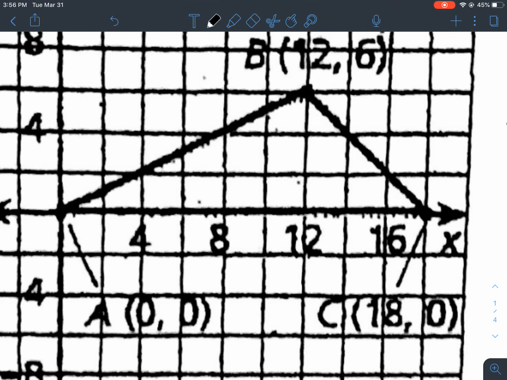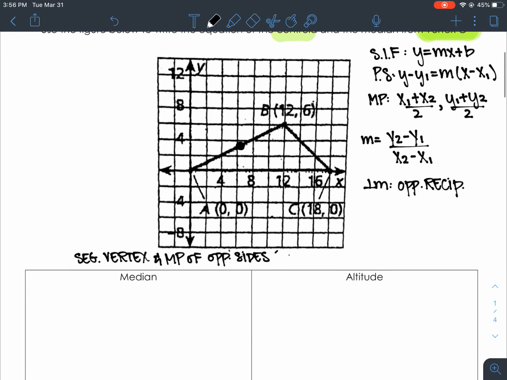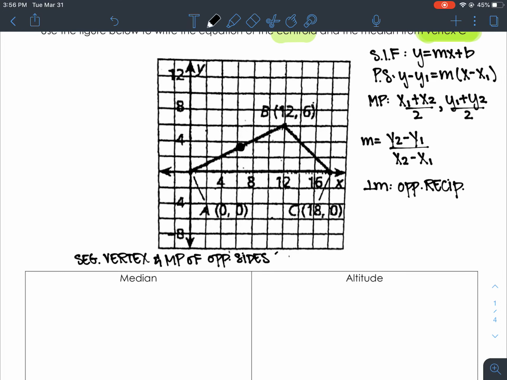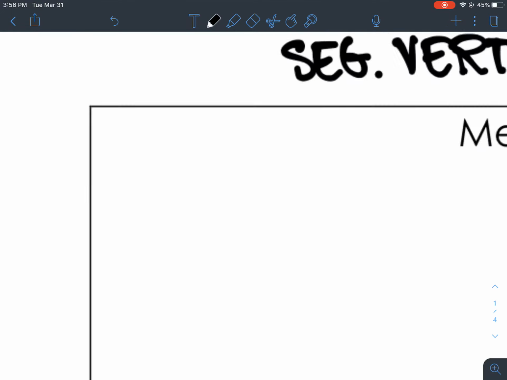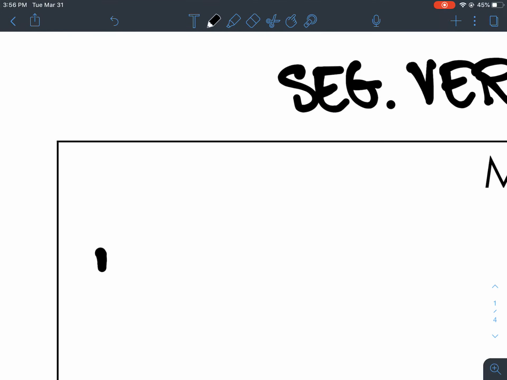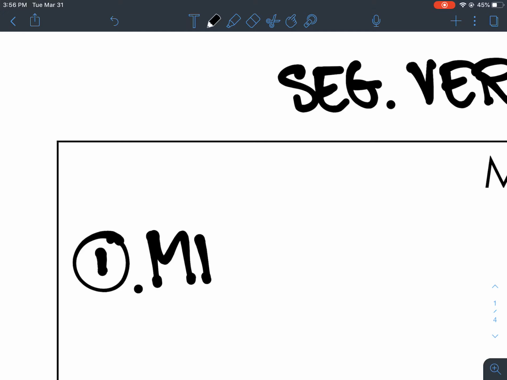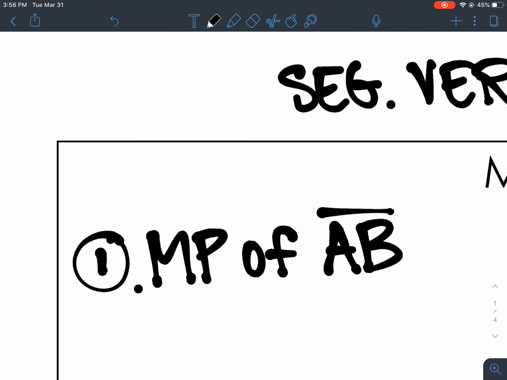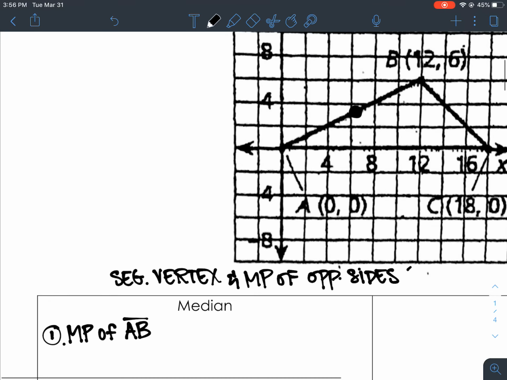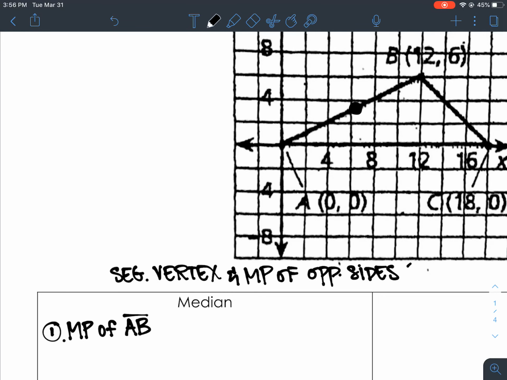To do that first, you would have to eyeball the midpoint of AB, and that's actually going to be our starting point, using the vertices A and B. So our first step is to find the midpoint of AB, the side opposite the vertex we're coming from.